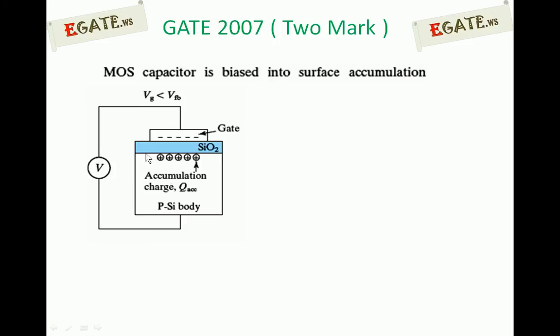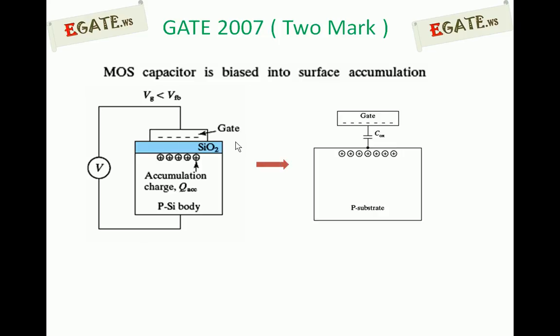In this accumulation region, the holes in the channel act as the second parallel plate, whereas the gate acts as the first parallel plate, and in between, silicon dioxide acts as dielectric material. So a simple parallel plate capacitor is formed between the gate and the holes in the channel. This is one parallel plate, this is the second parallel plate, and in between there is a capacitor existing. Because of this, a capacitance exists, and it is nothing but COX.